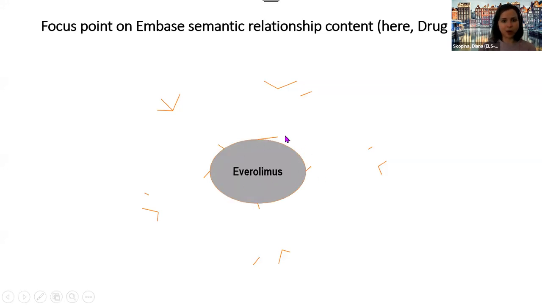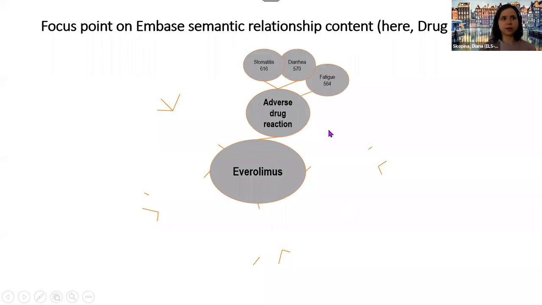As an example, we have here one of the drugs, everolimus, and we ask what would be the adverse drug reactions of the drug. We search in Embase and we see that stomatitis, diarrhea, and fatigue are the adverse drug reactions. What does it mean? It means that not just these three adverse reactions appear in the same document, but they are actually related to everolimus. Like I showed you in the beginning of the presentation, our indexers read these articles and understood that everolimus causes these adverse drug reactions.